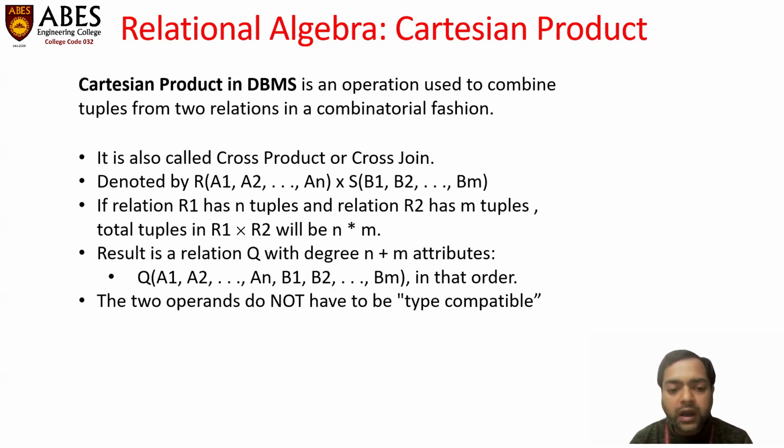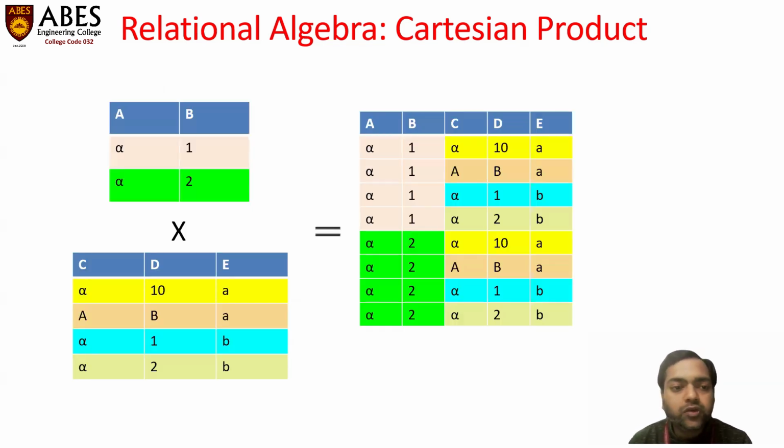Now, unlike the set operators, Cartesian product does not need to be type compatible. So if R1 has three attributes and R2 has two attributes, we can still apply Cartesian product. Let us understand with the help of an example. We have two tables. In the first table, we have two attributes A and B, and in the second table, we have three attributes C, D, and E.